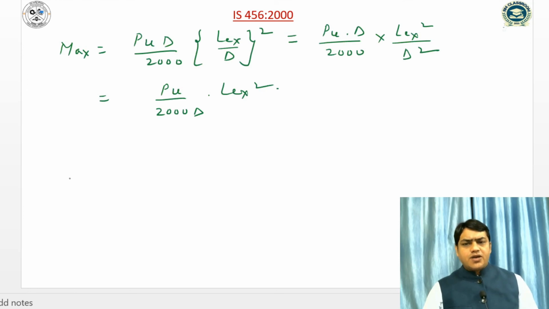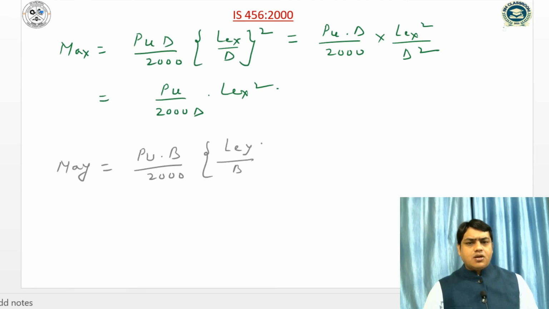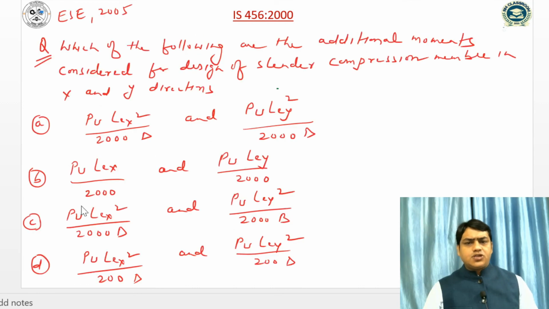Similarly, the additional moment in Y direction, MAY, is equal to PU into B divided by 2000 into effective length in minor direction divided by B whole square. So it will be PU into LEY whole square divided by 2000 B. If I see the options, PU into LE whole square divided by 2000 D or B, so option C is correct.